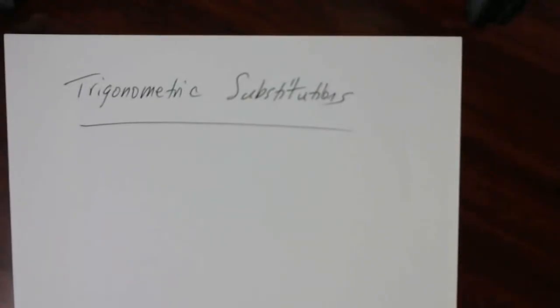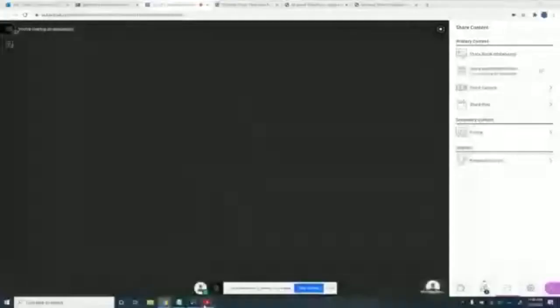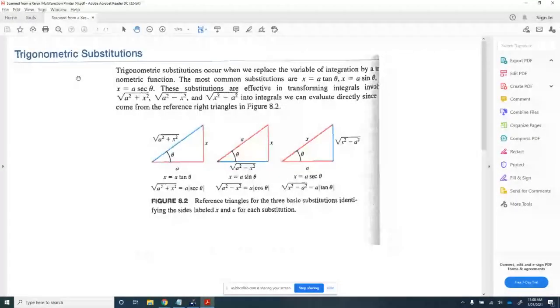Okay, today we're going to talk about trigonometric substitutions, and here are the items that you will need for today. You will need this trigonometric substitution reference triangle sheet. Now, this was actually taken from a different textbook, and in my opinion, it's a better layout than the layout that's actually in the e-textbook.